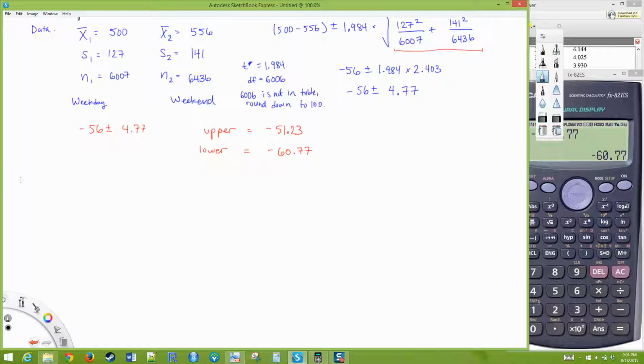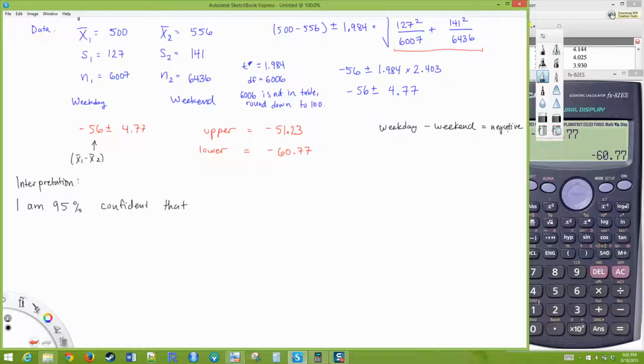Okay, so here's the important part, the interpretation. I would write, I am 95% confident that, now look, our confidence interval, we looked at weekday minus weekend, right? Because we did this negative 56, this is x bar 1 minus x bar 2. X bar 1 represents the weekday amount, and this represents the weekend amount. So I'm getting a negative amount. This is the weekday minus the weekend is negative, okay? So let's just think about what that means. Weekday minus the weekend ends up being negative.